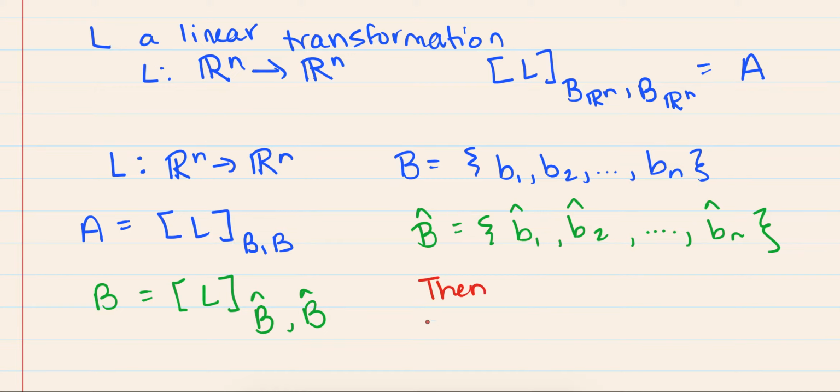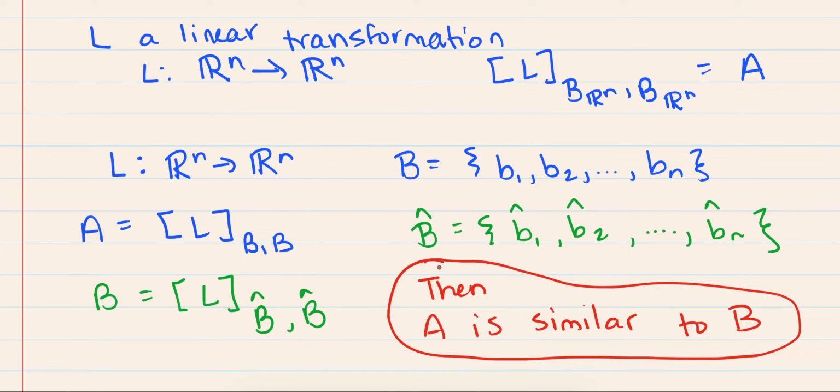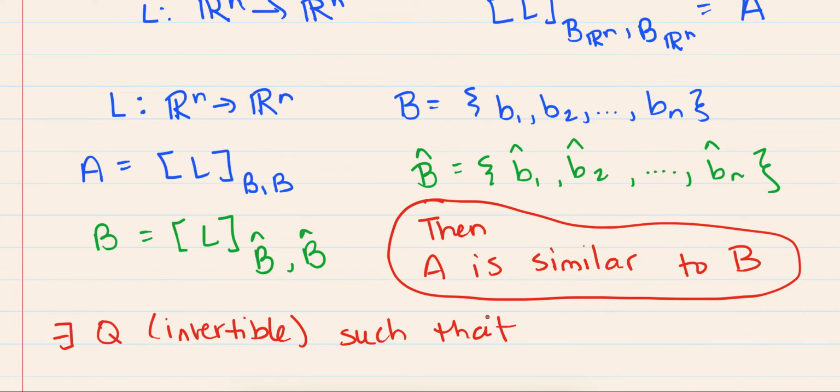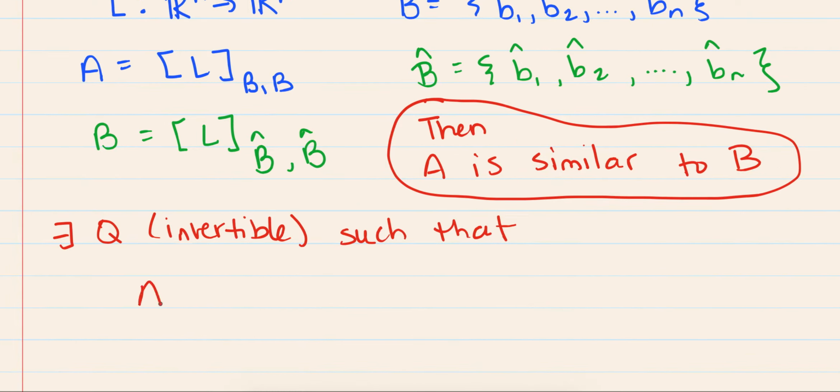Then A is similar to B. Now this is very important. And there's a matrix Q. So there exists a Q that's invertible such that A is equal to Q inverse B Q.